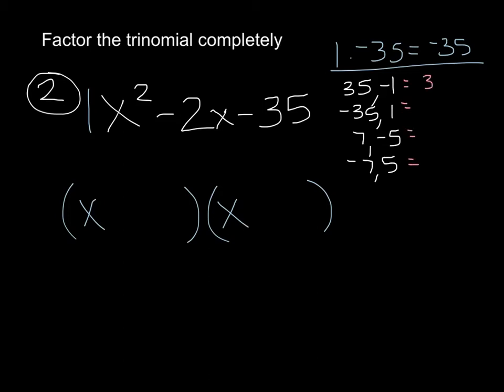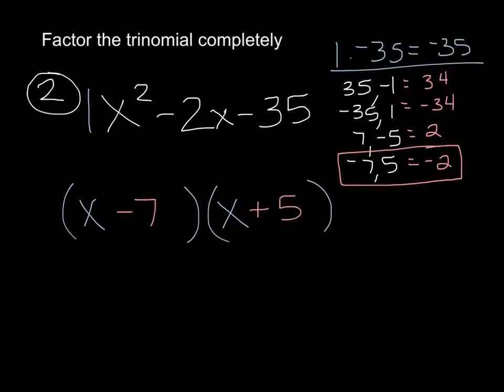So we get 34, negative 34, 2, and negative 2. All right, so now I'm going to look for the one that adds up to negative 2 because my middle term is negative 2. So if I look here, my last one is the one that is negative 2. Since both of these x's are just a 1, we can just simply plug in the numbers and get minus 7 and plus 5. And again, we can double check our answer.